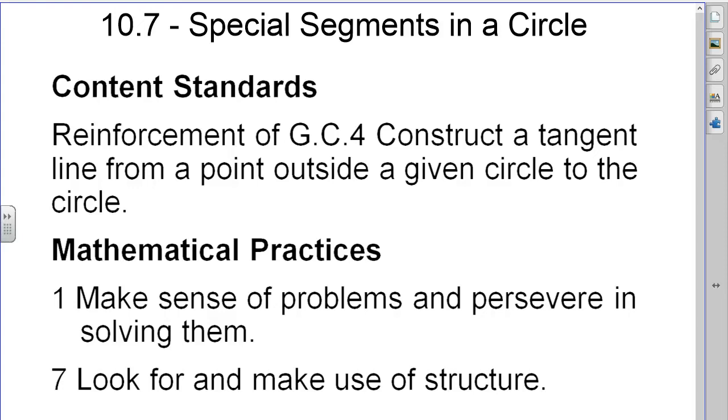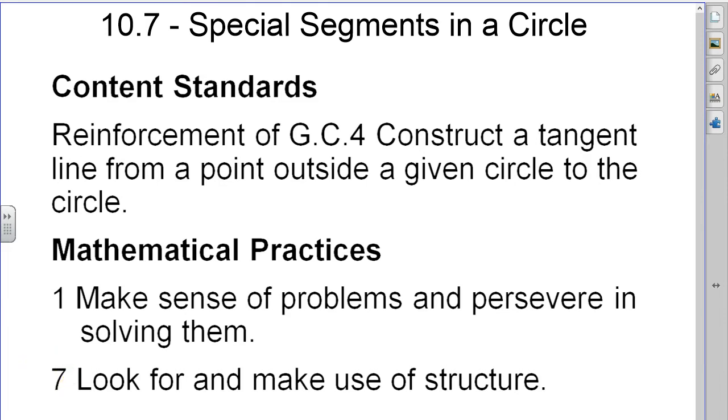Hi, here are the notes for section 10.7, special segments in a circle. We've actually done some of this already. We talked about how a diameter can be a perpendicular bisector of a chord, or more importantly, if you have the perpendicular bisector of a chord, then you have the diameter. So we've already brought some of this stuff in, but now we're going to talk about other segments.